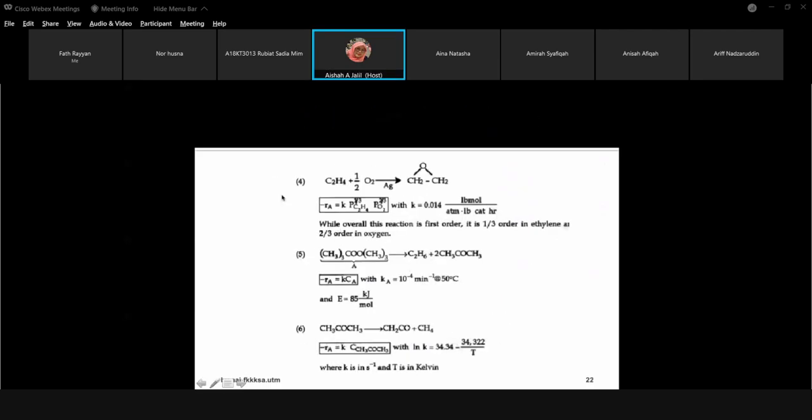Then this is also an example for the first order, but this is the total. Okay, 1/3, 2/3. While overall this ratio is first order. This plus this is overall, not the first order like examples 1 to 3 before. This is the total. This is also the total. Just one. Okay, this is also one. All the K must be in s^-1.